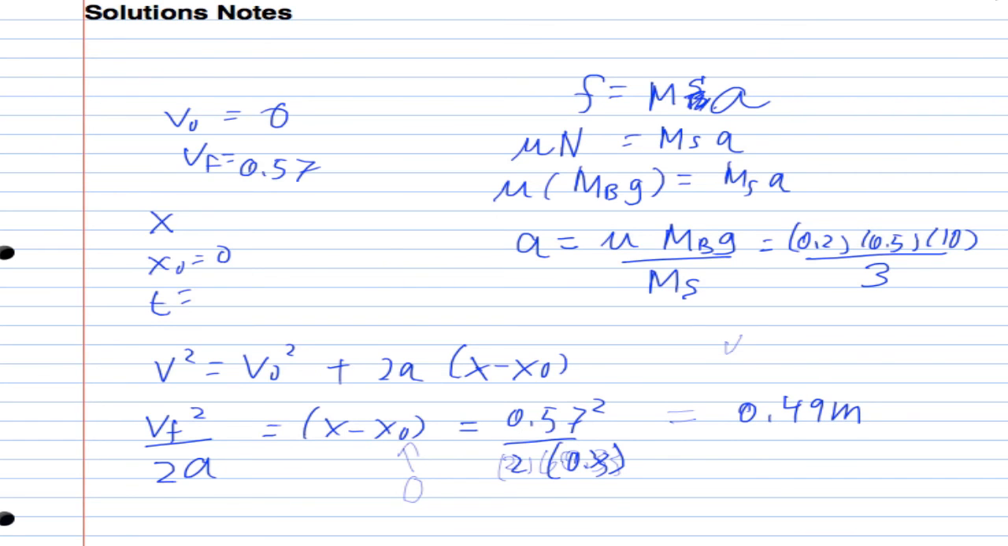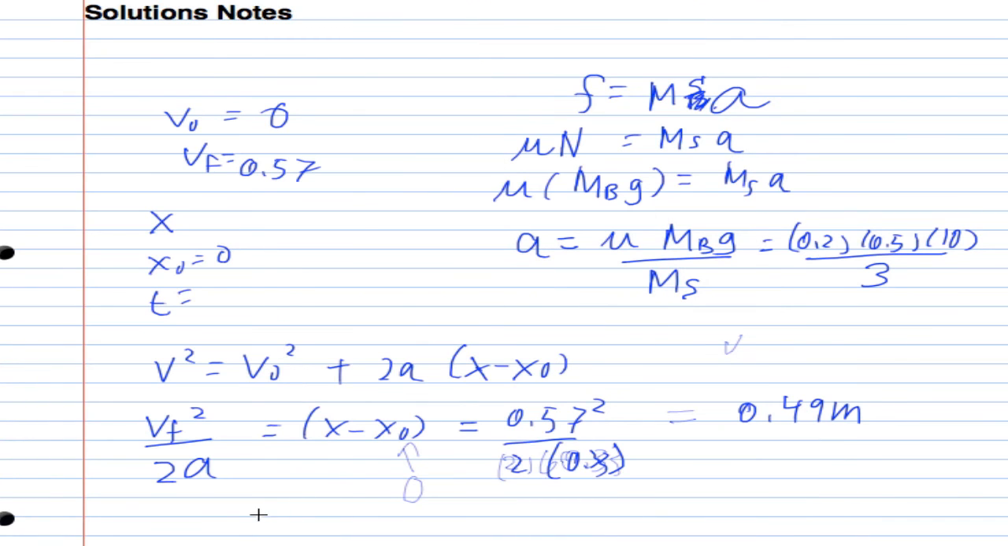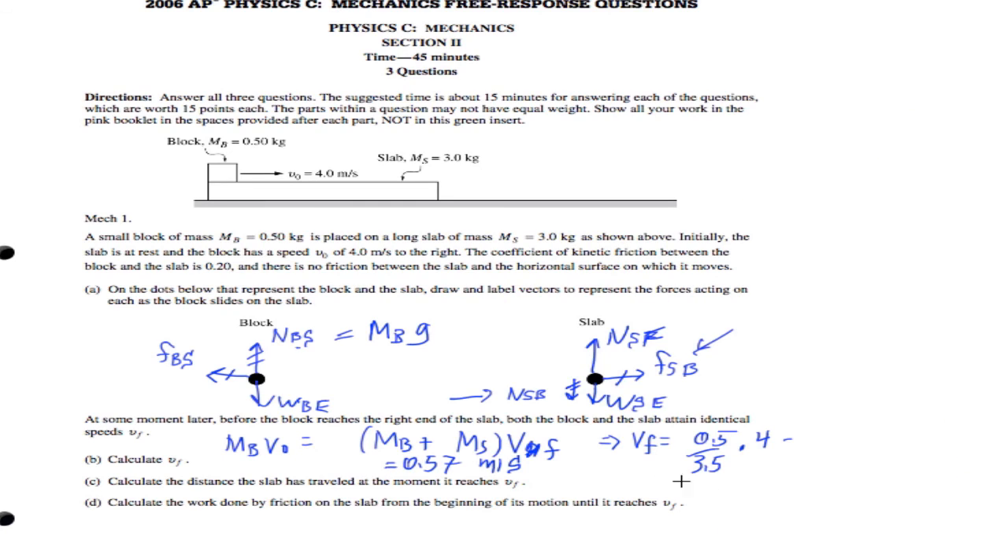Excellent. And then for the very last part, the work done by friction on the slab, well, just real quick, I'm going to recommend that you do part D. My recommendation is that you've got two possibilities. You can do force times distance, or you can do work equals delta KE. So I want you to figure out how to do part D. And to get any credit for this problem at all, I want to see part D answered.